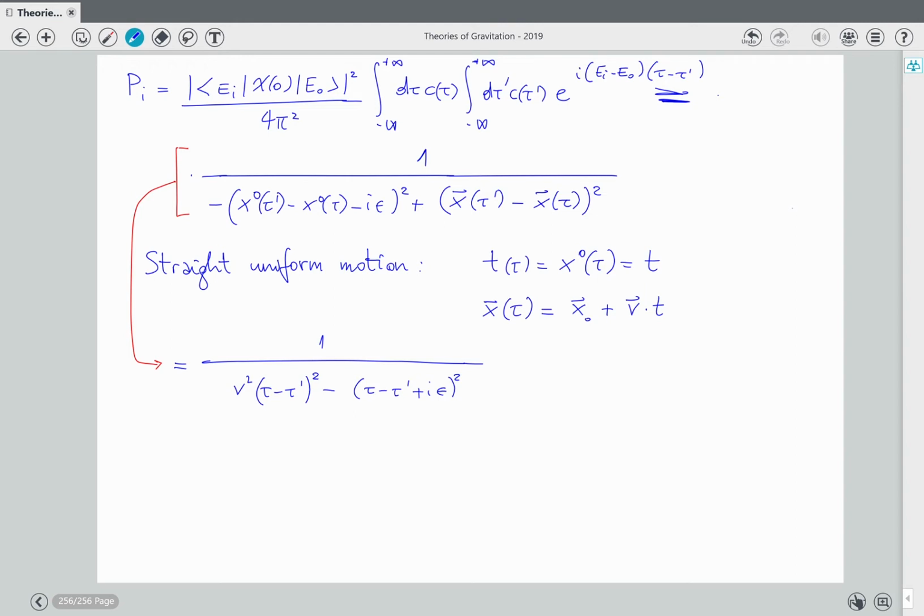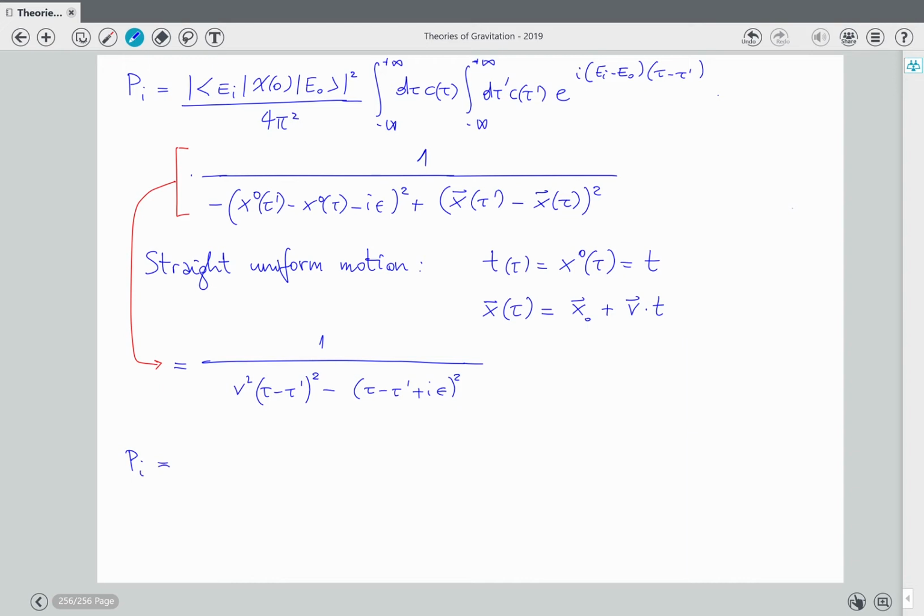Otherwise, the result is infinite, because we are calculating the probability that this event happens from the infinite past to the infinite future. So unless we have this switch, it won't give anything meaningful.